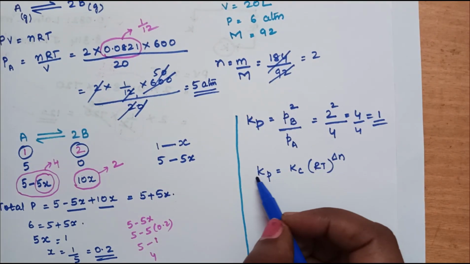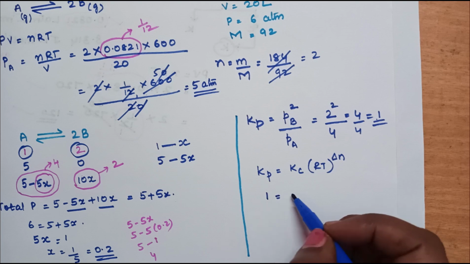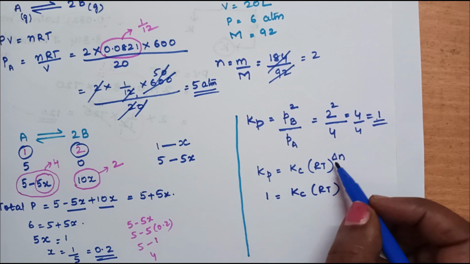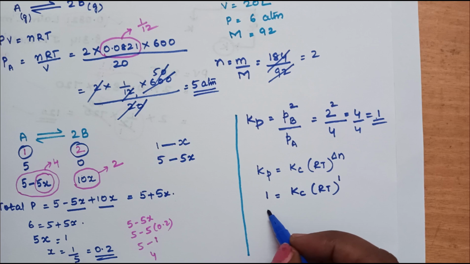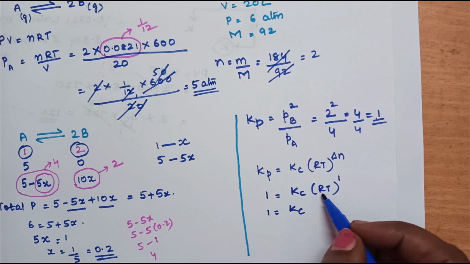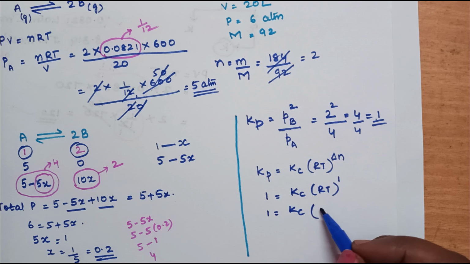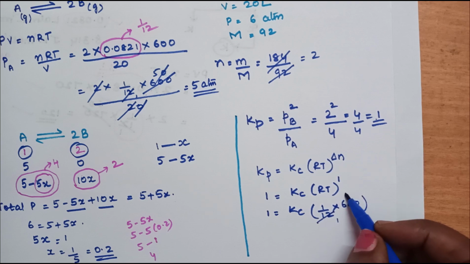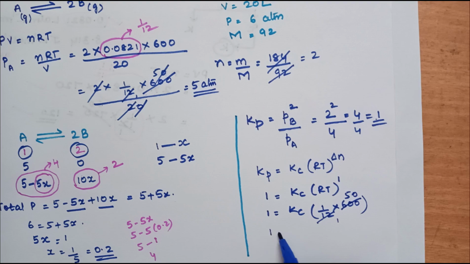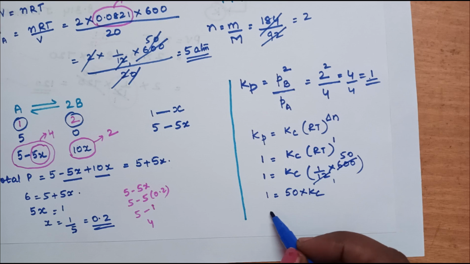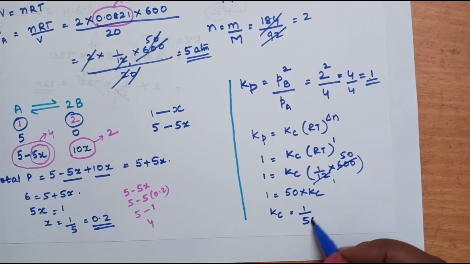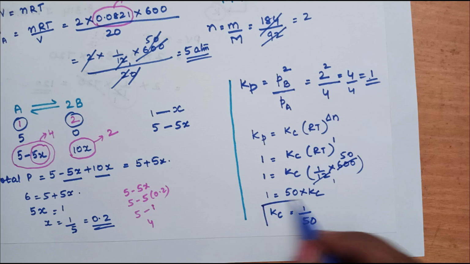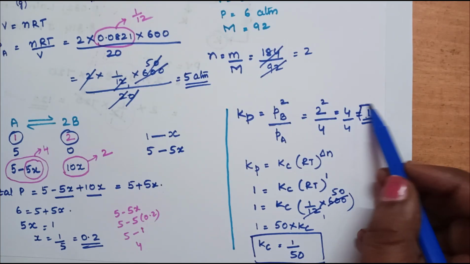So substitute here, the Kp value we got is 1, equal to Kc into RT, delta N we got 1. So 1 is equal to Kc times RT. R is the gas constant, so again we will write the gas constant as 1 by 12, and the temperature is 600. 12 ones are 12, 12 fives are 60, so 50. So 1 is equal to 50 into Kc. Then what will be Kc? Kc is equal to 1 by 50. So bring 50 to the denominator. This is Kc, and this is the value of Kp.